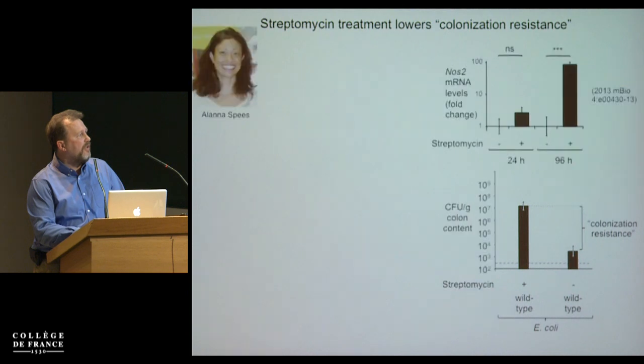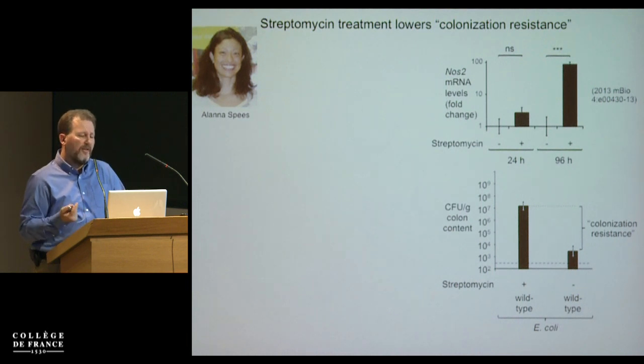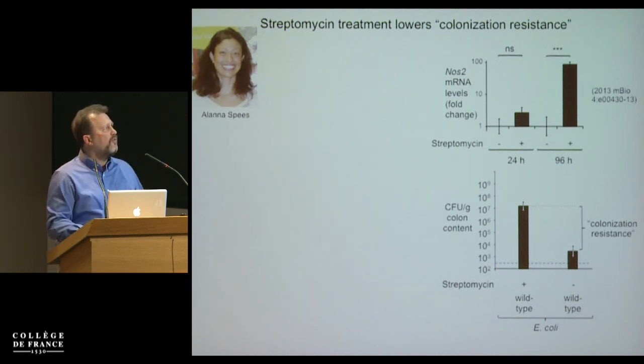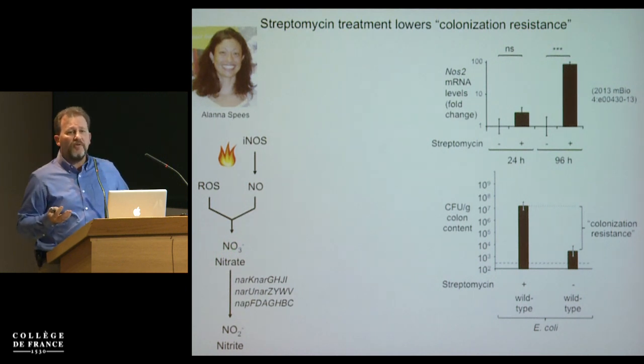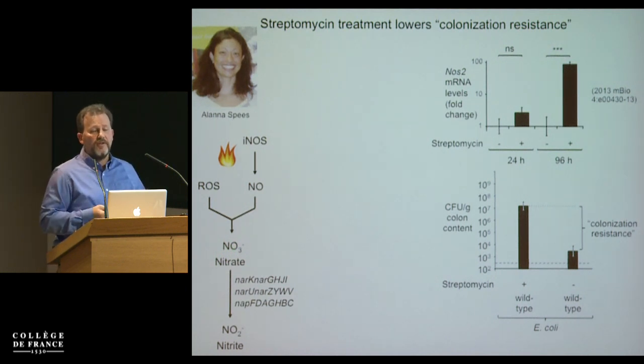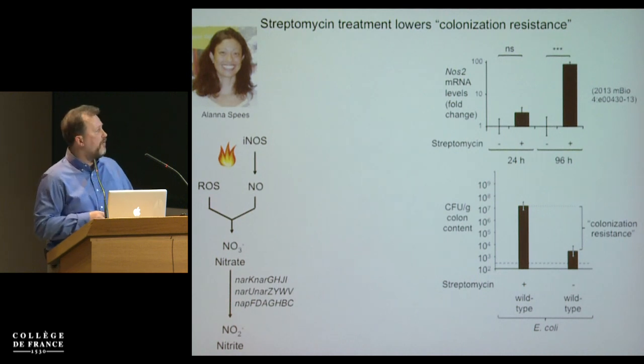So initially, we did some work in E. coli. This was Alana's work, who noticed that streptomycin actually induced expression of NOS2, which is the gene encoding inducible nitric oxide synthase, the enzyme producing nitric oxide. And nitric oxide was interesting to us because it can be converted in the gut to nitrate. And nitrate is a very good electron acceptor, the favorite electron acceptor of Enterobacteriaceae under anaerobic conditions.